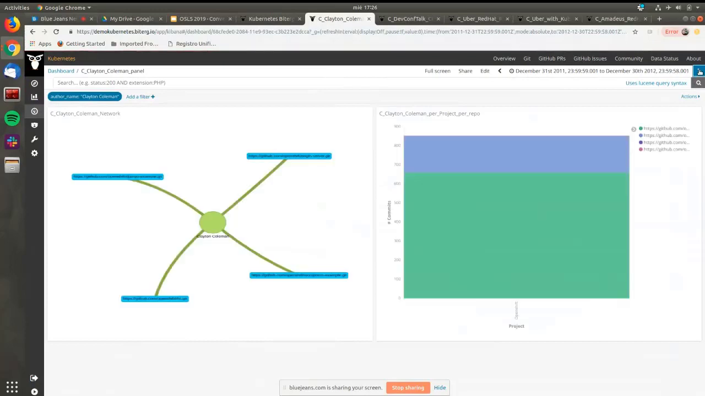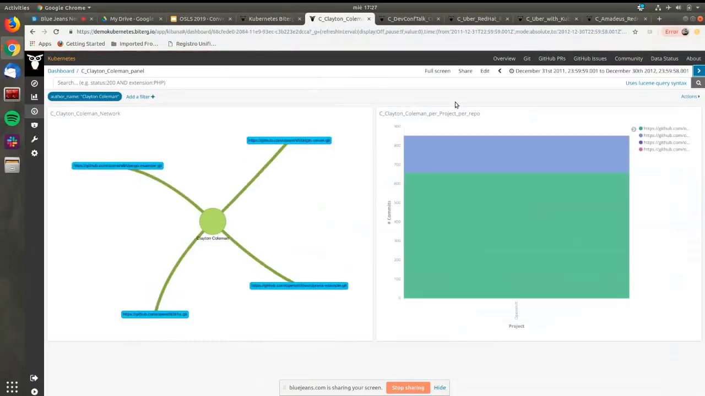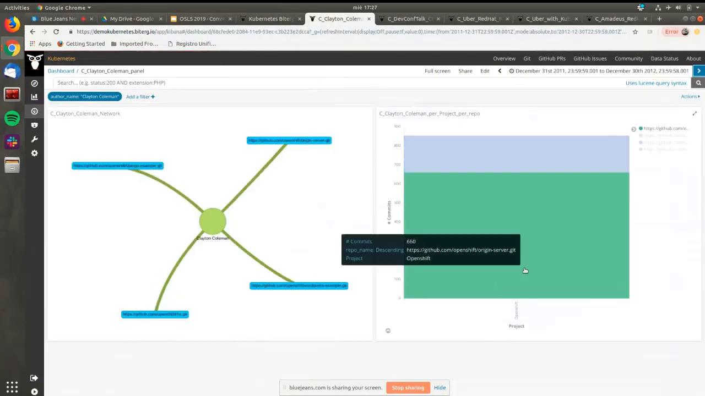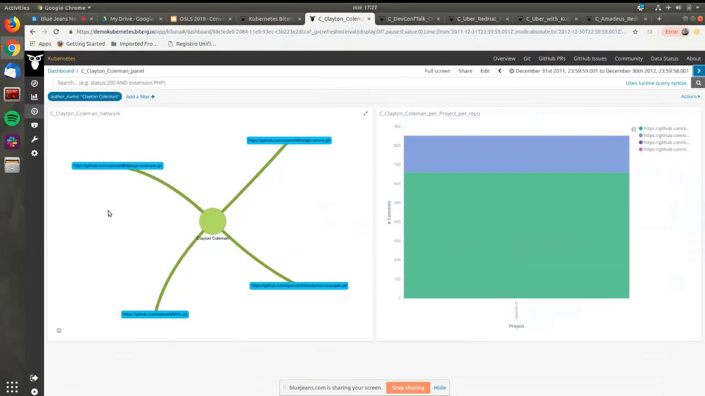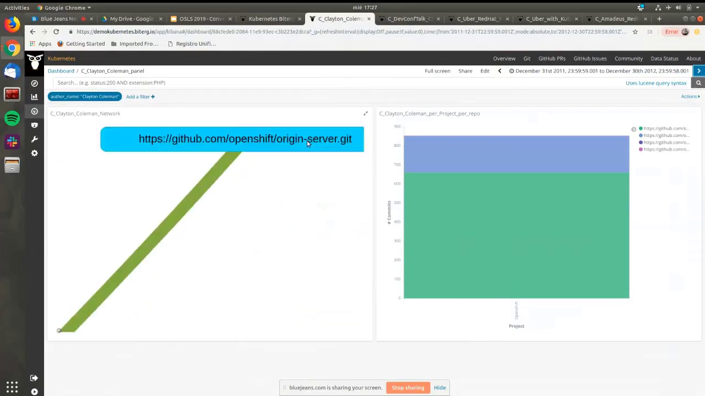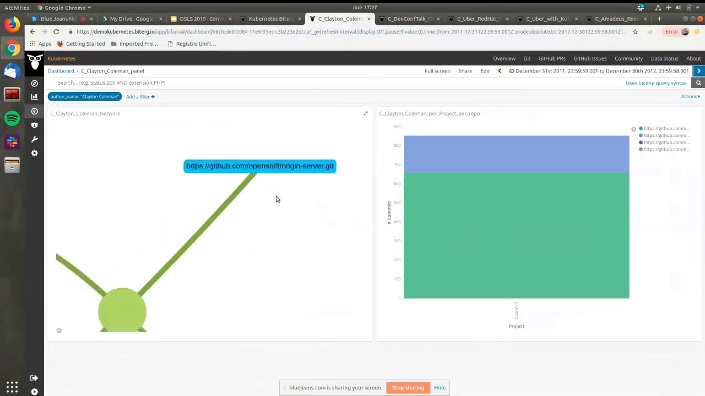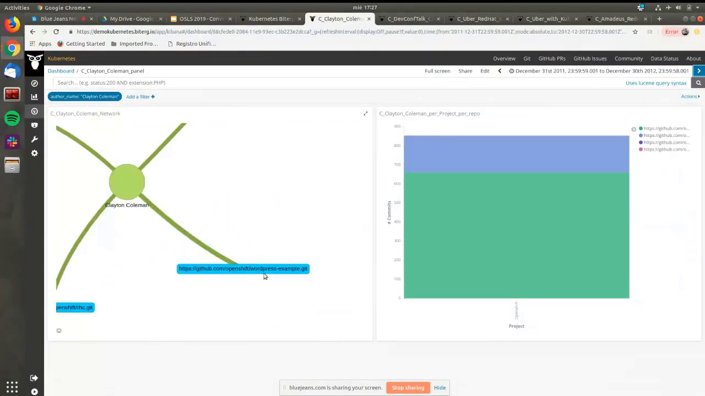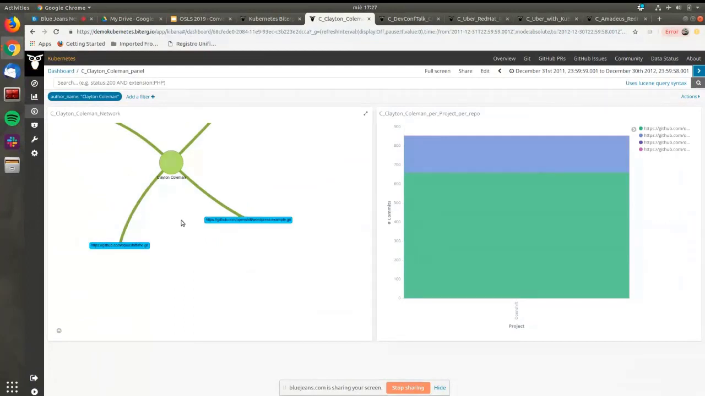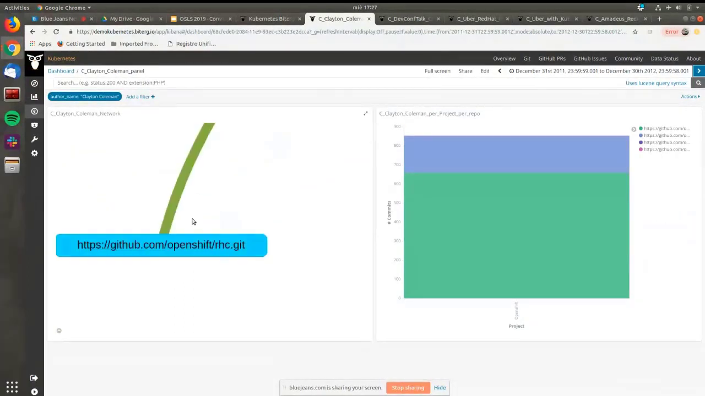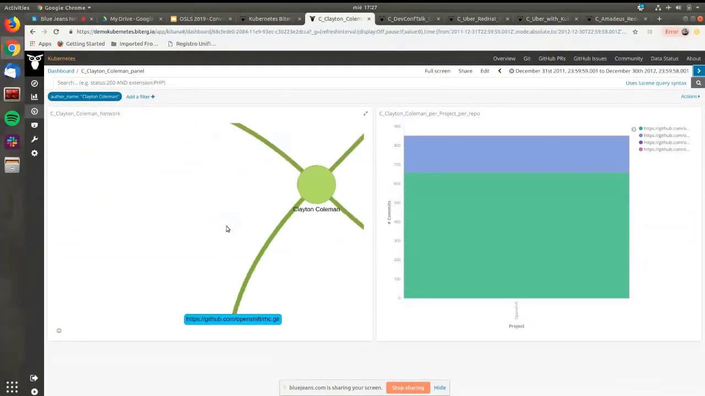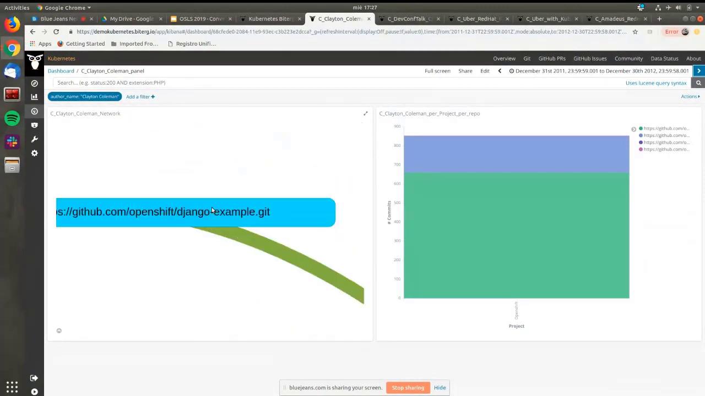But then if we go for 2012, we start seeing that Clayton started to produce specific activity on the Origin server in the OpenShift project. And these are the 4 repositories he was working at. First, we have the Origin server. Then we have others, such as a WordPress example in the OpenShift project. Then RHC. And finally, we have a Django example, as you can see here.